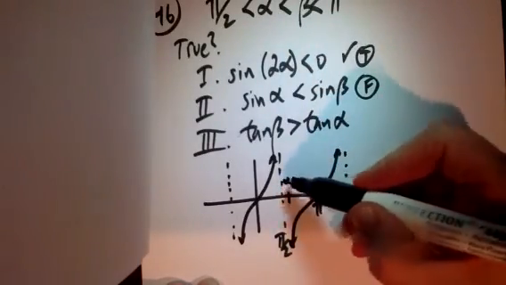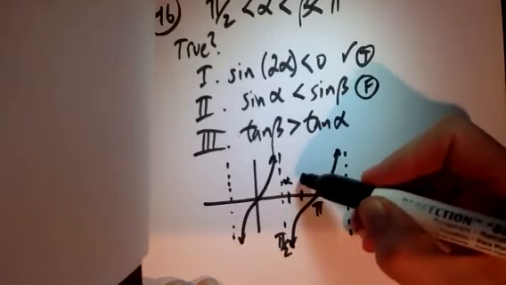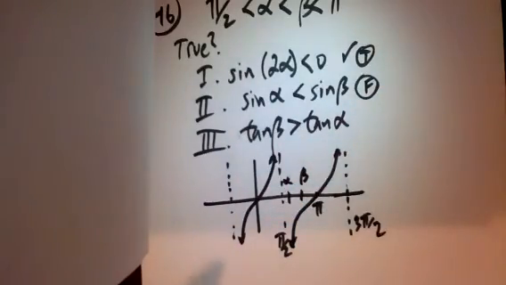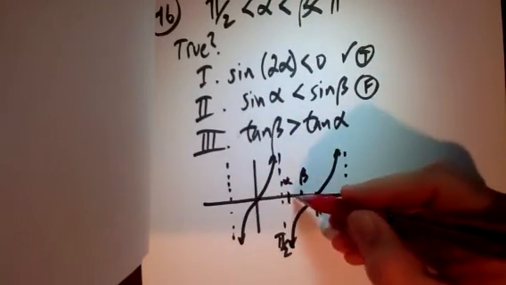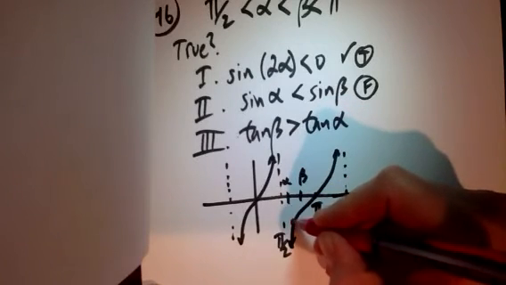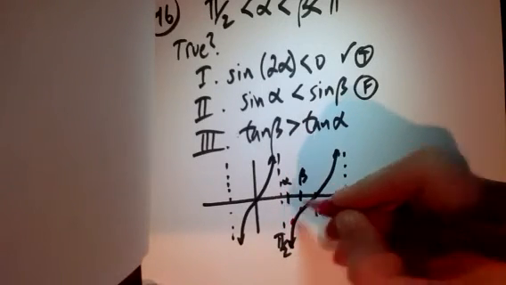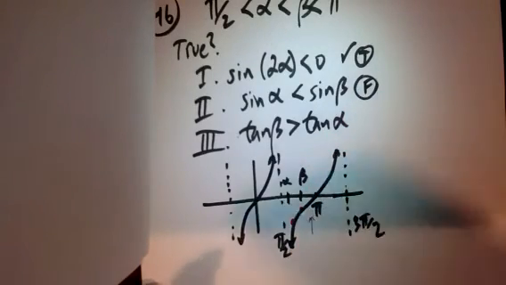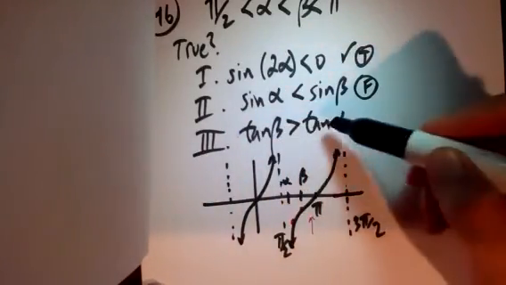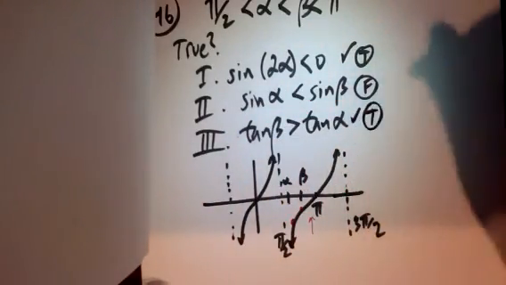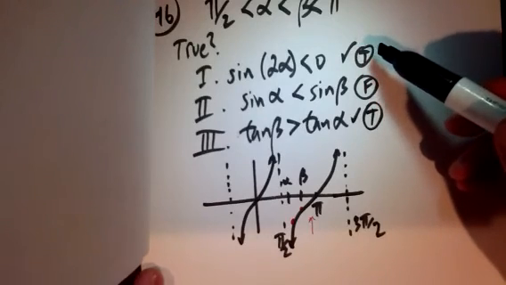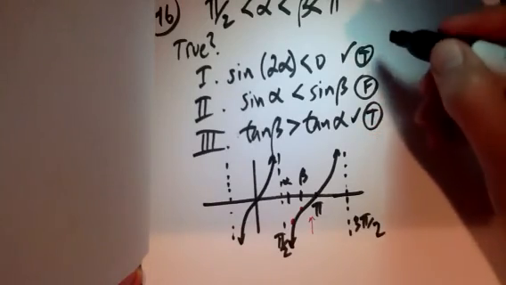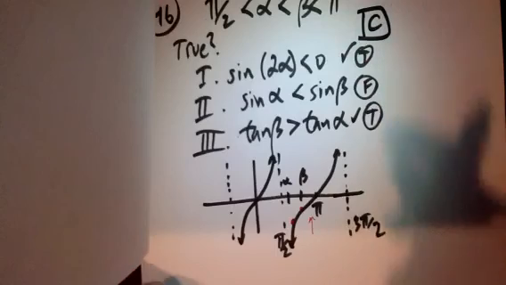Alpha is greater than pi over 2, but less than beta, which is less than pi. So these two work in there, in relative locations, something like that. They could be close together, but no matter how you slice it, the tangent of alpha is going to be smaller than the tangent of beta because tangent is increasing on this interval. So is the tangent of beta greater than the tangent of alpha? Yes, that's true. So which answer choice says 1 and 3 are both true? That is choice C, which is our solution.